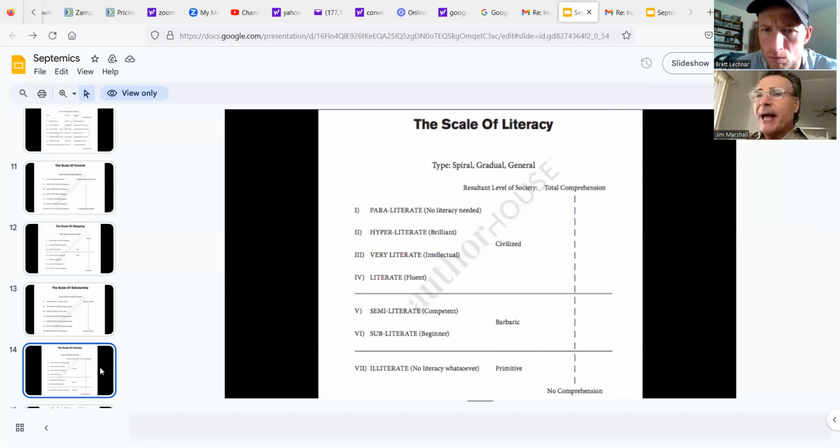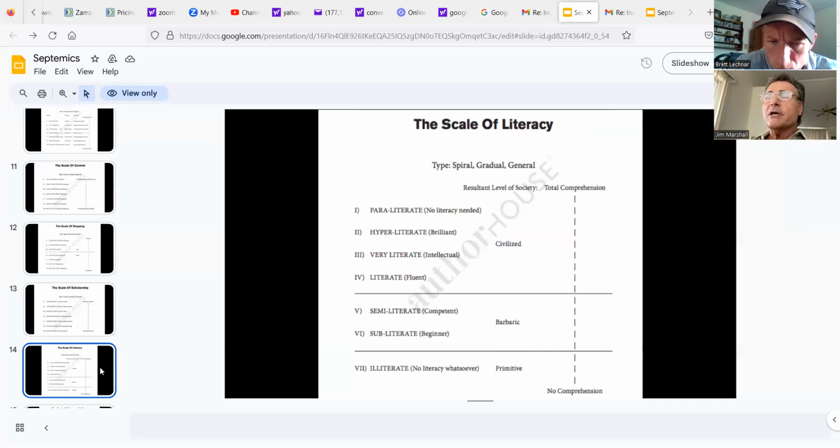Now, what is literacy about? It's all about comprehension. So on the right, you have the dotted vertical line. At the top is total comprehension. At the bottom is no comprehension. So a person who is illiterate has no comprehension.